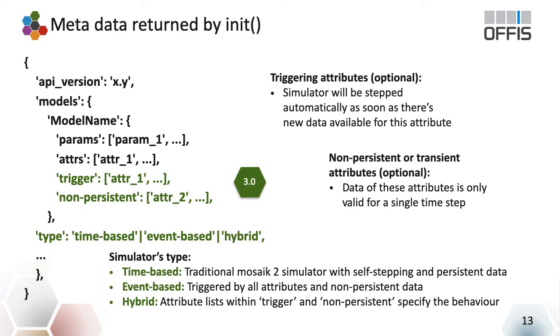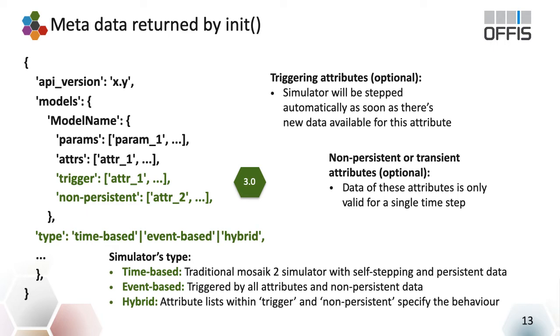So not so much has changed, but it opens a whole new world for the simulations. And in order to simplify this a little bit, we also invented the type configuration. There are three different types: time-based, event-based, and hybrid. It's just a shortcut for your configurations. So if you specify that the type of your simulator is time-based, then you don't need to write down those lists of triggering and non-persistent attributes. You just specify it's time-based, and then it's completely like an old traditional Mosaik 2 simulator. So everything stays the same.